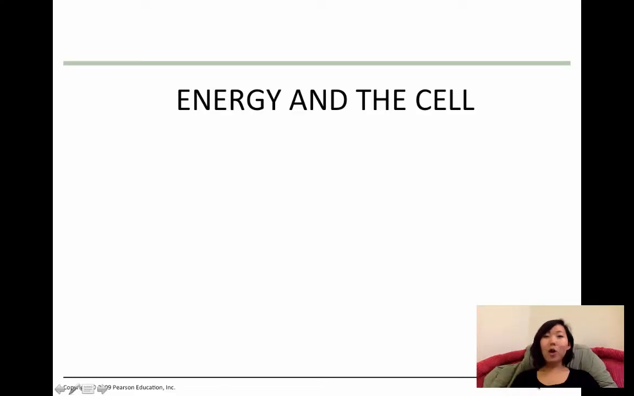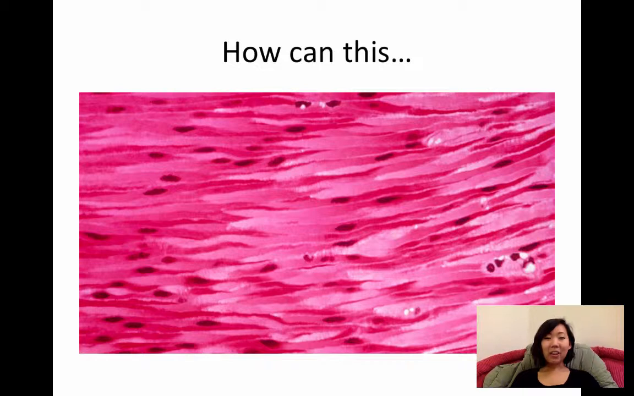Hi everyone! We're starting our new unit, which is on energy in the cell. And to start us off, I have a question for you. This right here is a picture of your muscle cells. So the question is, how can these teeny tiny little muscle cells do something like this?